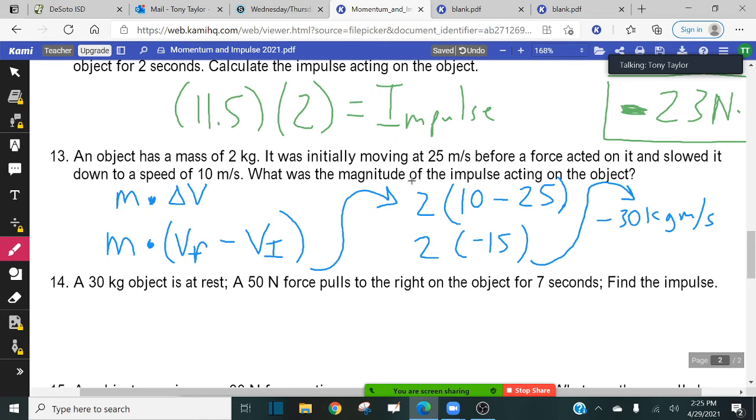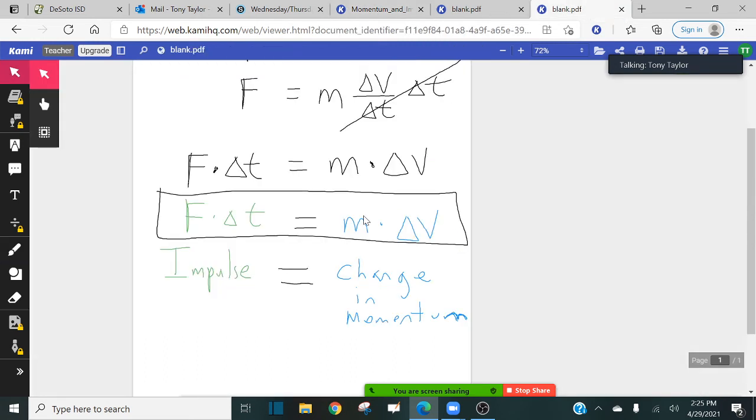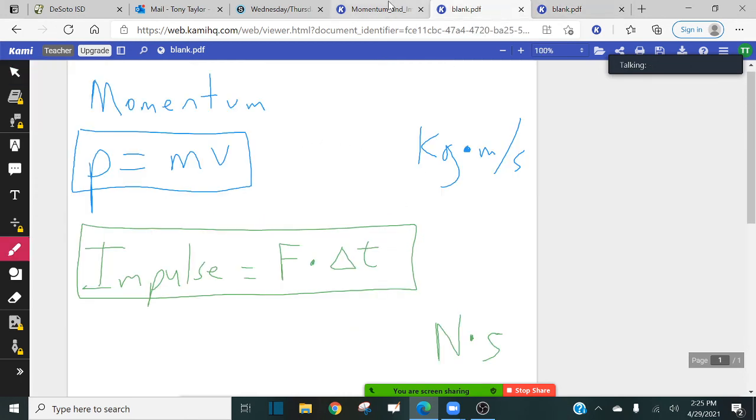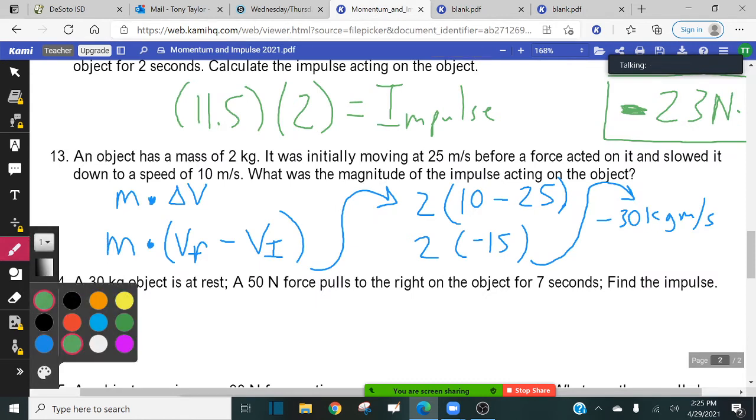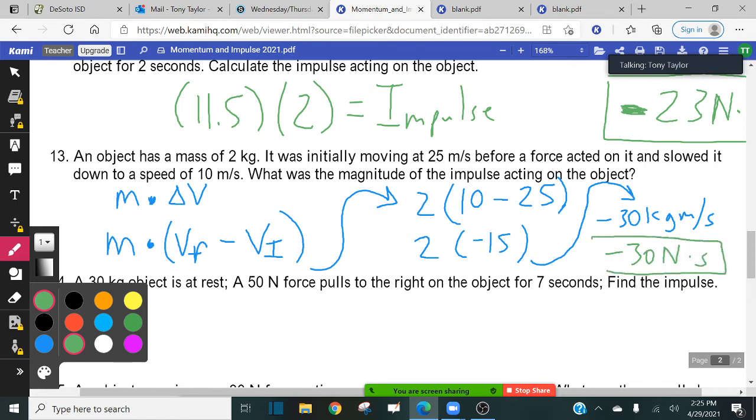But the question asks, what is the magnitude of the impulse acting on the object? Guys, let us go back to our theorem. If you know the object's change in momentum, then you know the value of the impulse. So that means this impulse here is negative 30 Newton seconds. Okay, so that's our answer for number 13. Make sense?